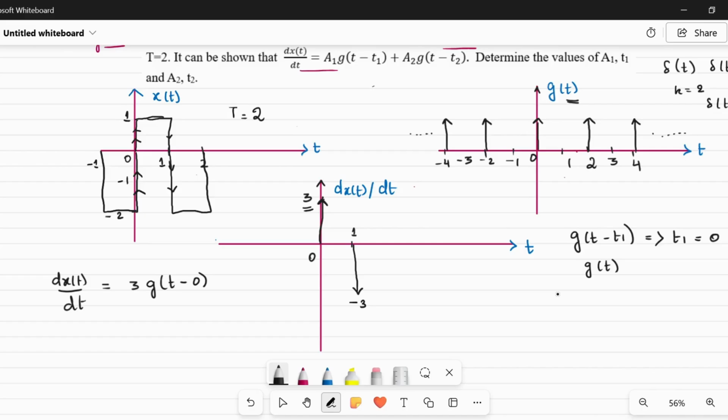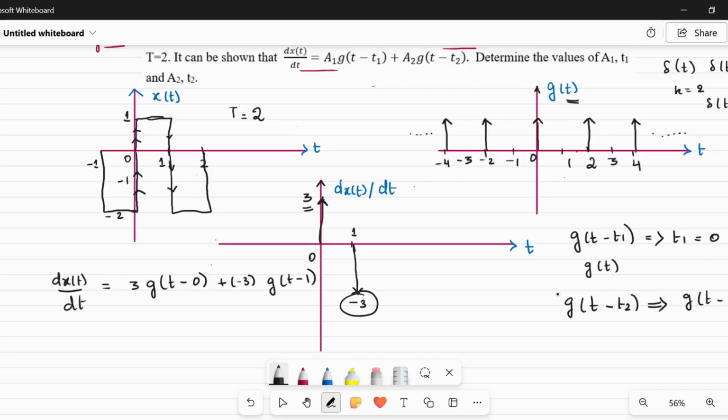And for the second function, g of t should be shifted 1 unit towards the right. So g of t minus t2 should be g of t minus 1. When we shift that, the strength of the impulse will be minus 3. So we can write that function as minus 3 into g of t minus 1.